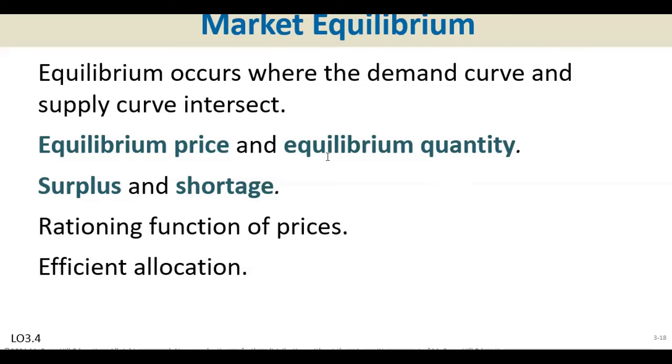And anything outside of that equilibrium will generate either a surplus or a shortage, right? So at that equilibrium, that's where you make efficient use of the scarce resources we have. So we're going to talk about efficient allocation of resources as well.